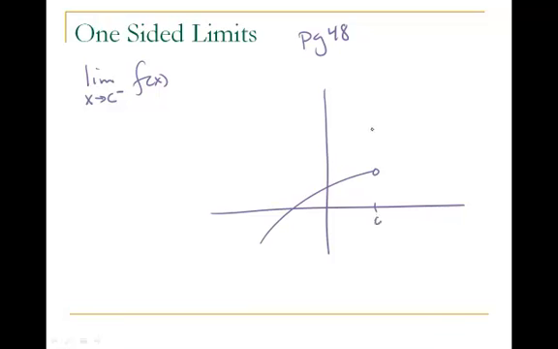Here's our c. This graph does not have a limit. It has a value here and here. And if I approach this value c as x approaches c from the left, that's what that negative sign means. So as I come from the negative side of the graph towards the positive on the curve, as x approaches c from the left, the limit here is y sub 1. So it does have a left-sided limit.